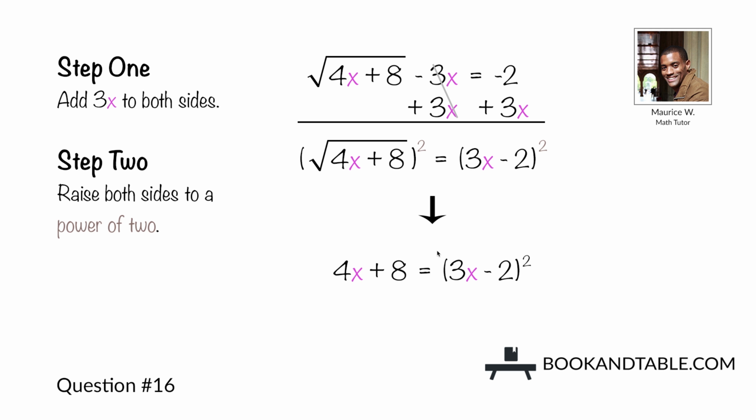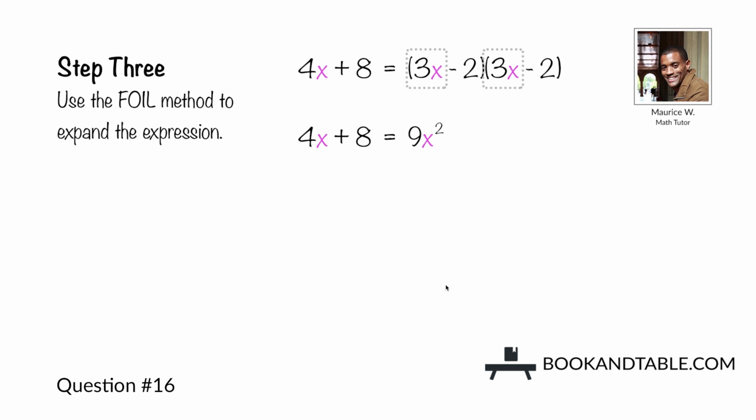And now step 3, use the FOIL method to expand this expression on the right. 3x times 3x is 9x squared. 3x times negative 2 is negative 6x. Negative 2 times 3x is negative 6x. Negative 6x minus 6x is negative 12x. And negative 2 times negative 2 is positive 4.